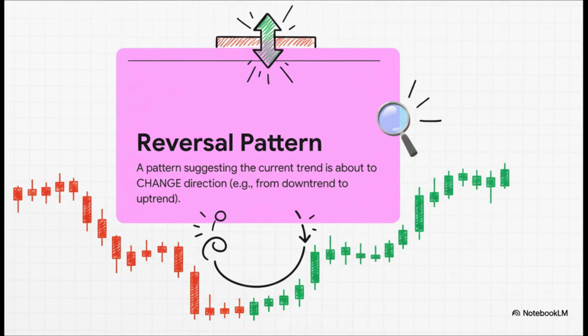Now, the first type of pattern we'll look at is a reversal. Think of this as a major plot twist in the market's story. Let's say the chart's been moving down, down, down. A reversal pattern is a big clue that the old trend is running out of steam and might be about to flip and head in the opposite direction.